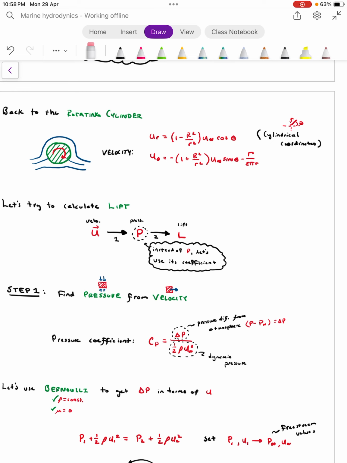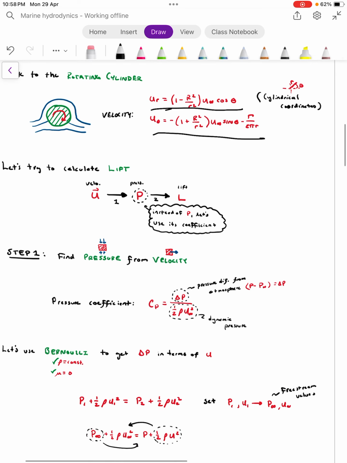We already know that u_r is equal to (1 minus capital R squared by small r squared) multiplied by U infinity cos theta, and u_theta is equal to negative (1 plus capital R squared by small r squared) multiplied by U infinity sin theta minus circulation by 2 pi small r. This is in cylindrical coordinates, as you can see.